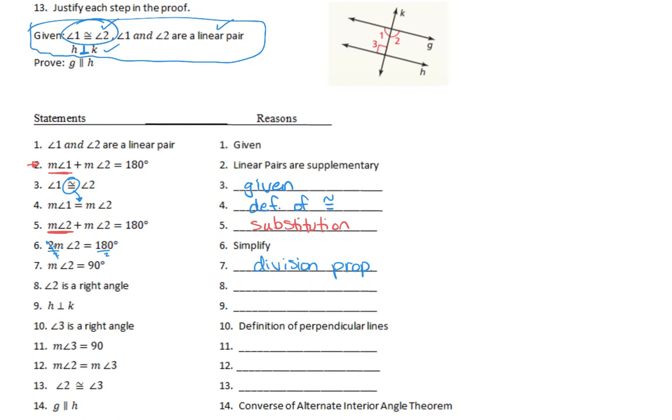Angle 2 is a right angle. Okay, they got there because they said it was equal to 90 degrees. So the definition of a right angle is an angle that equals 90 degrees. So that's the definition of a right angle. All right, and then it says H is perpendicular to K. Well, they gave us that at the top, so that's given. Angle 3 is a right angle. Definition of perpendicular lines. Yup, if they're perpendicular, they make right angles. And if they're right angles, they're going to equal 90 because that's the definition of a right angle.